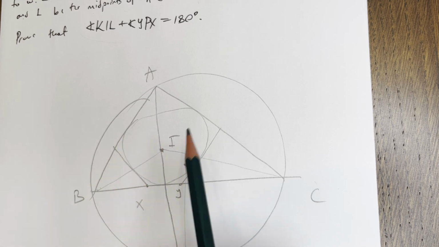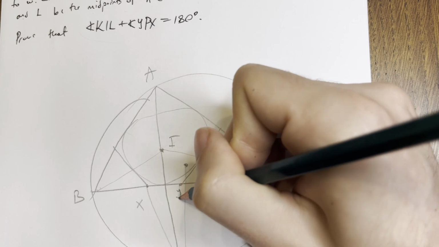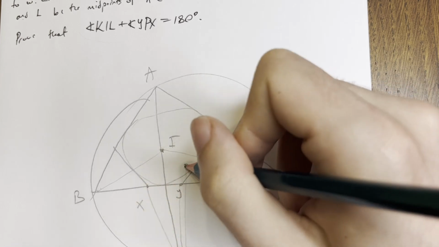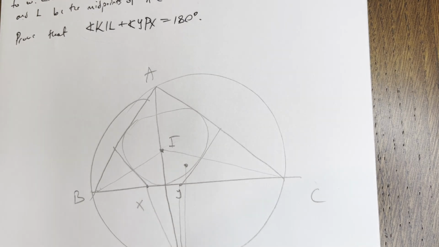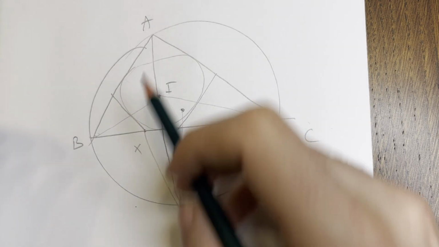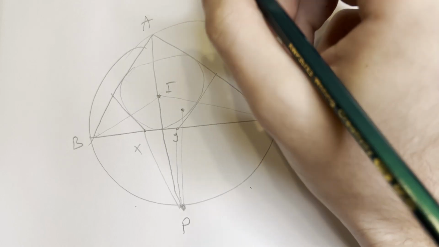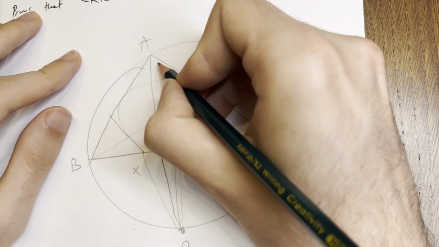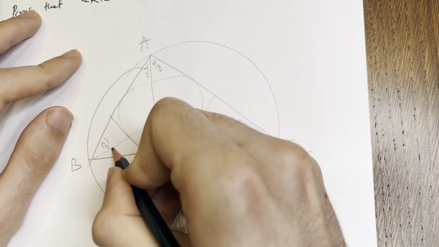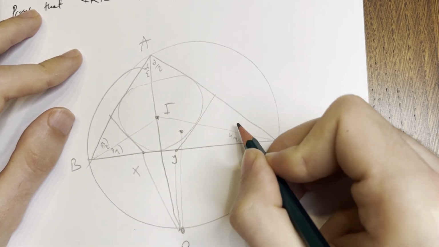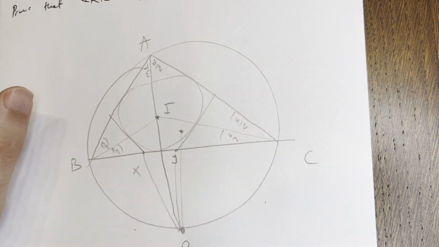We care that this angle plus XYP. Now XPY seems to be a difficult angle to think about. KIL is also difficult. But first things first, let's calculate some angles. Let's see what we have. So this is alpha half, beta half, gamma half. And now, what do we know?